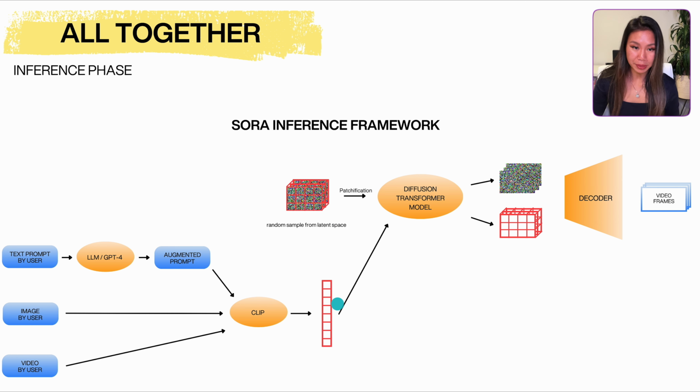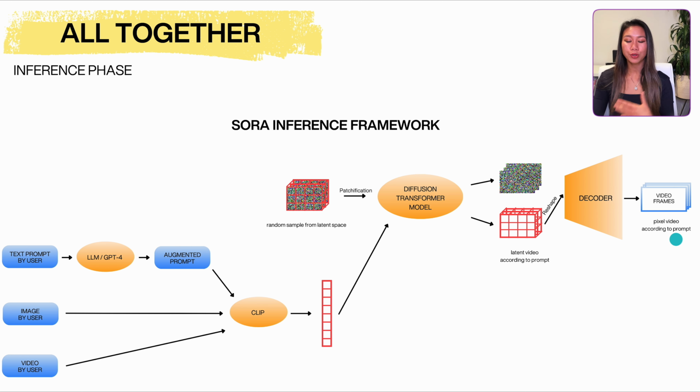With these 2 latent representations passed in, the model does its thing, separating the noise and generating a latent according to the prompt. This latent video then gets decoded into pixel space into a video format that humans can perceive. And voila, that's how Sora was made and how it runs.